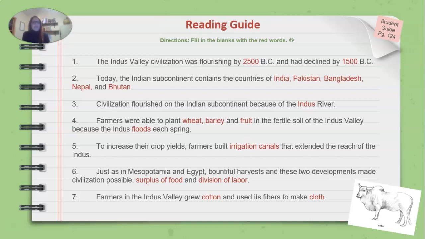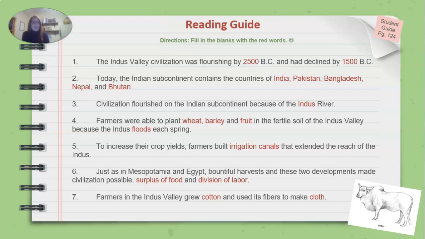Question number 3. Civilization flourished on the Indian subcontinent because of the Indus River. Question number 4. Farmers were able to plant wheat, barley, and fruit in the fertile soil of the Indus Valley because the Indus floods each spring. Question number 5. To increase their crop yields, farmers built irrigation canals that extended the reach of the Indus.